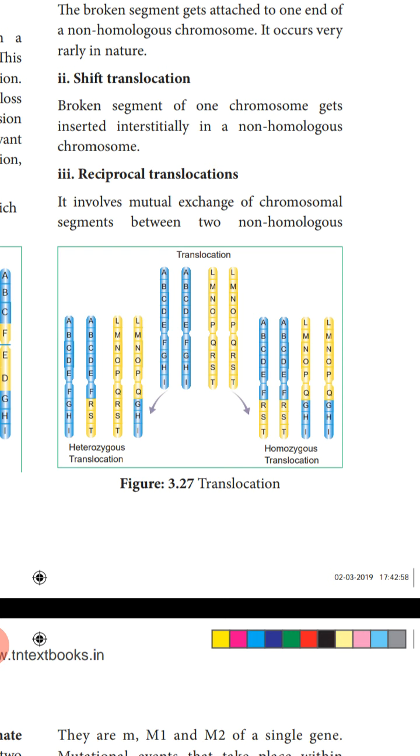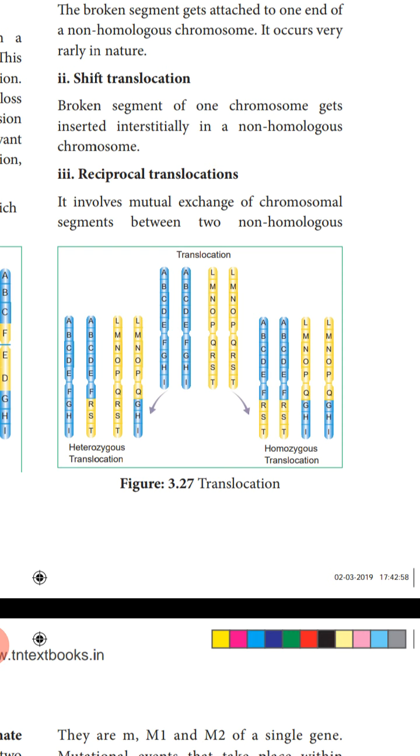As we studied already, the blue ones are homologous chromosomes, and the yellow ones are also homologous chromosomes. But when we compare the blue and the yellow, they are non-homologous chromosomes. Sorry, blue you can say is a chromosome with two chromatids, and yellow is a chromosome with two chromatids. This blue and yellow are non-homologous chromosomes. Now, what is happening among the two non-homologous chromosomes? One blue and one yellow are exchanging chromosomal segments.